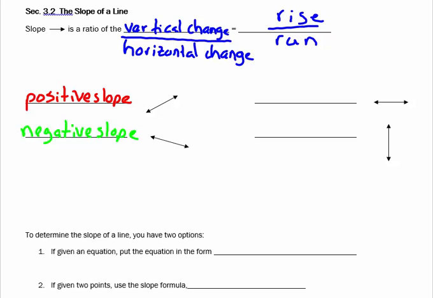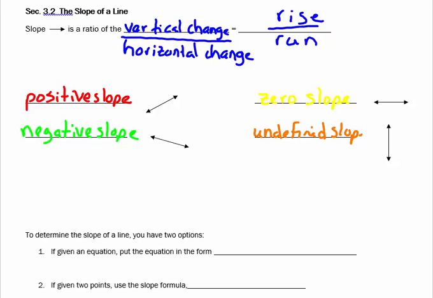You could also have a horizontal line which has a 0 slope. It's not going up or down, it's going straight across. So we say it has a slope of 0. Now what happens if you're going vertical? Well, there is a change in y, but there's no horizontal change. So that means there's an undefined slope.